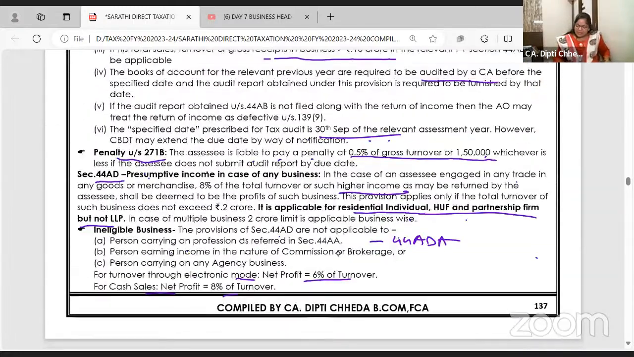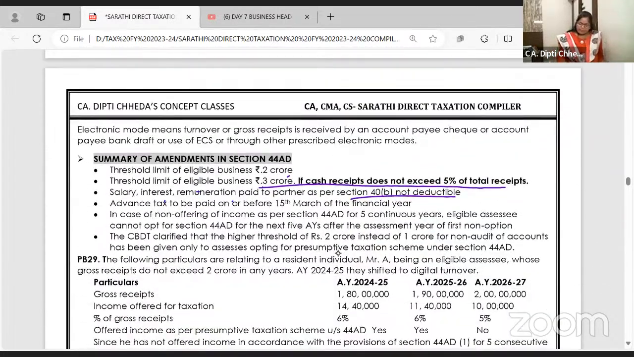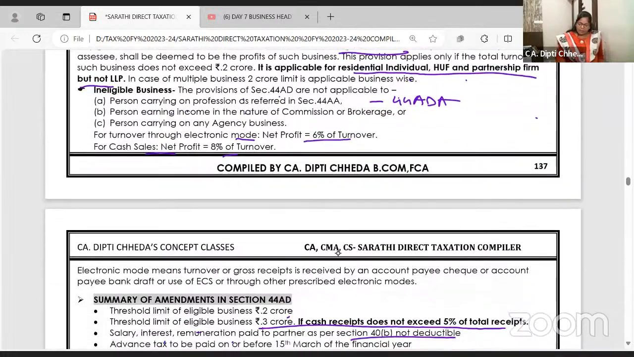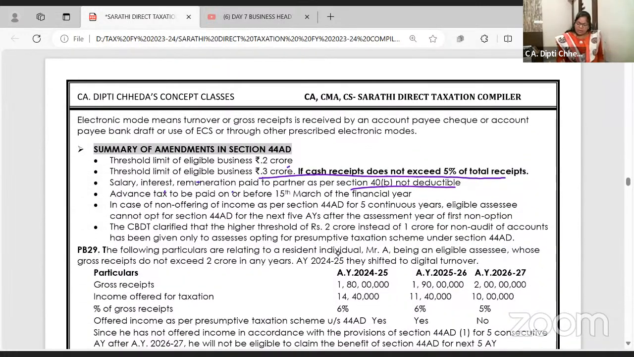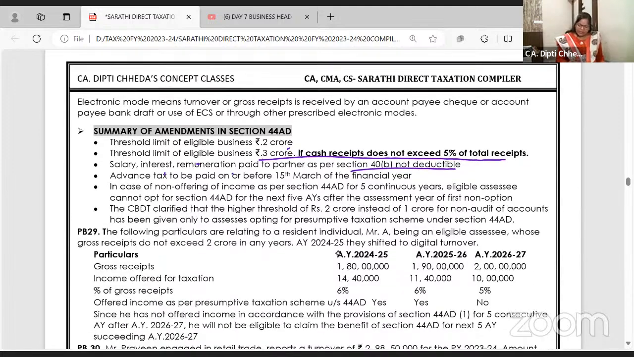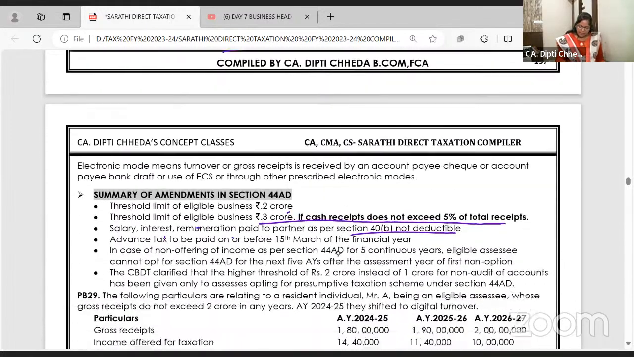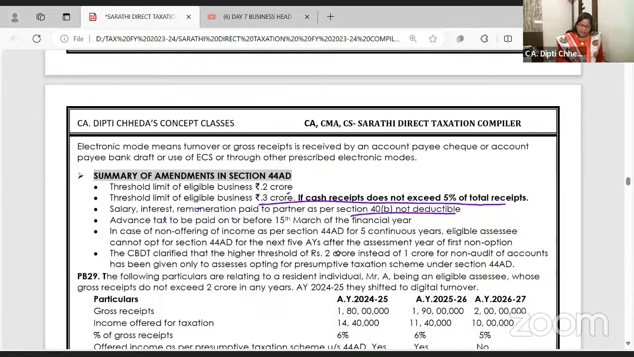So as I said, 44AD is applicable to individual, HUF and firm. So for a firm, what they are saying is, for a partnership firm, the partners cannot give in the net profit more of it. One minute, where I was reading, I missed out a point. This we have read. Yes, salary, interest, remuneration paid to partners as per 40B is not deductible.